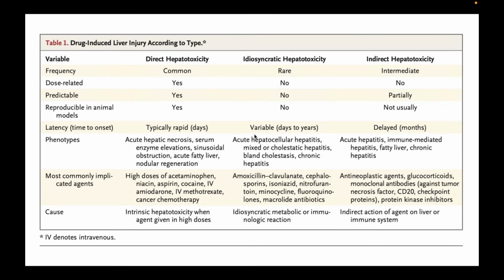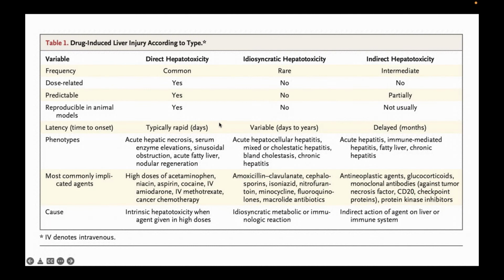Again, this is a nice table that I got from a New England Journal article, and I'll send the articles and the resources that I used for this lecture afterwards. But essentially, when you look at a direct hepatotoxicity, as you imagine, this is a dose-related hepatotoxicity, because the drug itself is causing the liver injury, and so the more doses you give, the higher the hepatotoxicity. While the idiosyncratic and indirect hepatotoxicity is really not dose-related. The direct hepatotoxicity is also predictable, while the idiosyncratic hepatotoxicity is unpredictable.